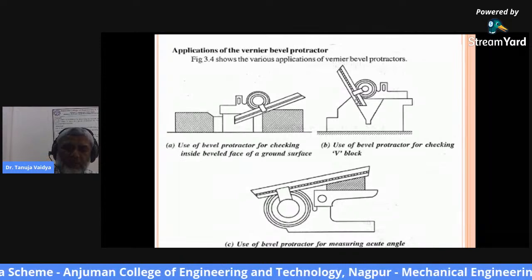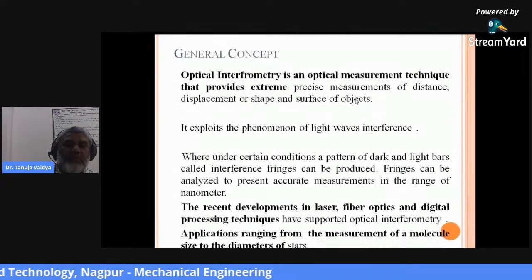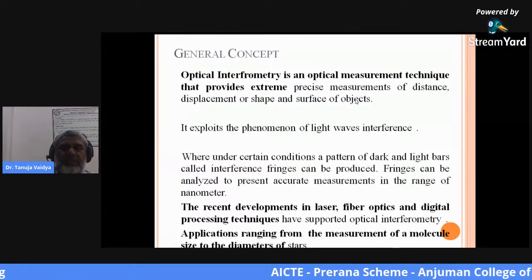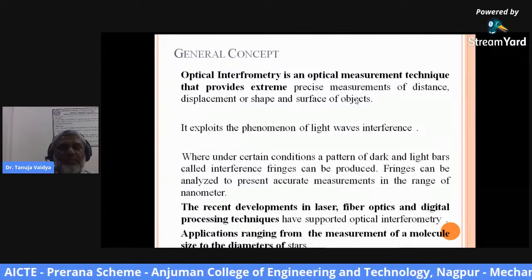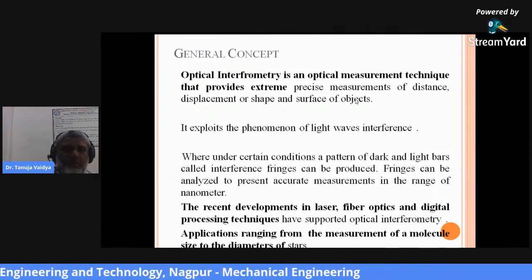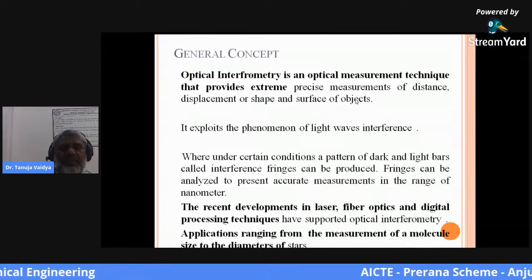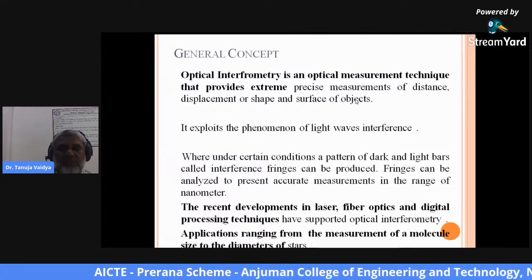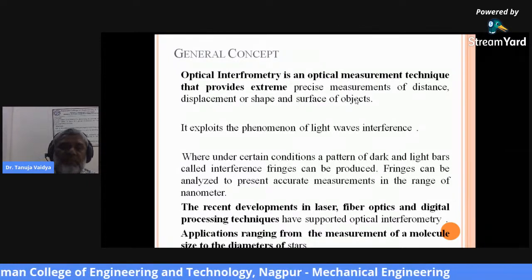Now we come to another method of measuring, that is known as interferometry. Optical interferometry is an optical measurement technique which provides precise measurements of distance, displacement or shape and surface of an object. It exploits the phenomenon of light wave interference, where under certain conditions a pattern of dark and light bars called interference fringes can be produced. Fringes then can be analyzed to present accurate measurement in the range of nanometers.